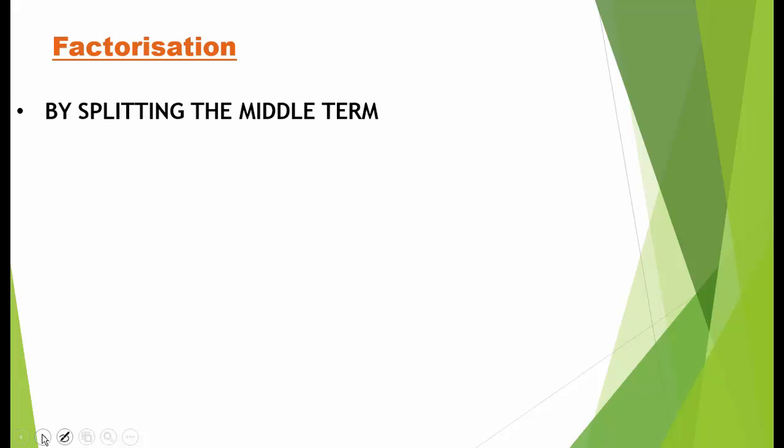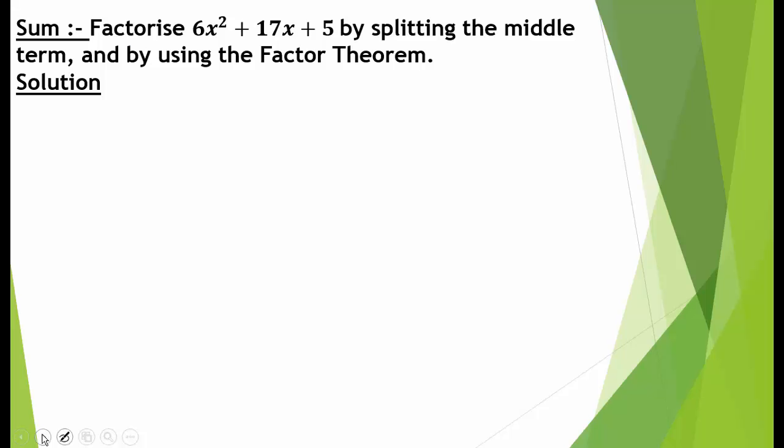We have two methods for factorization. First is by splitting the middle term and the second is by using the factor theorem. Now factorize this by splitting the middle term and by using the factor theorem. First method, by splitting the middle term.